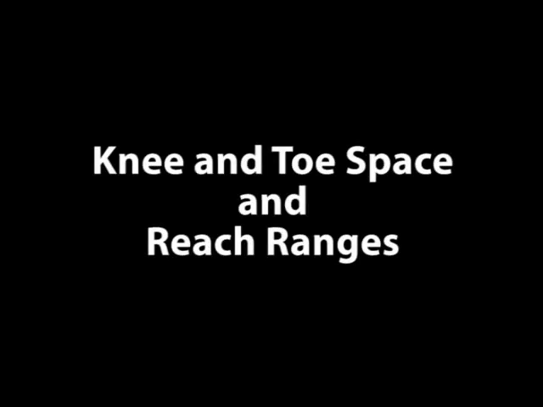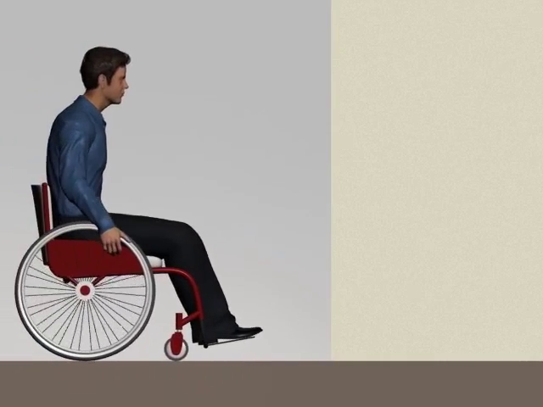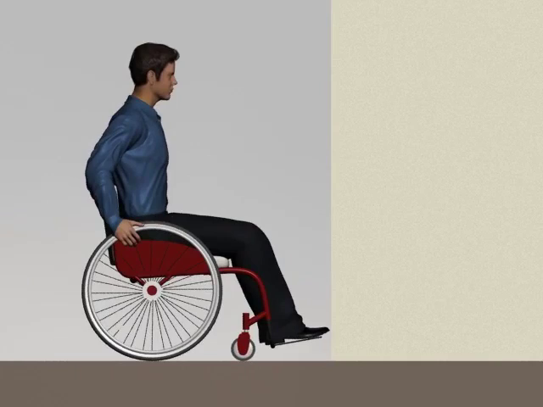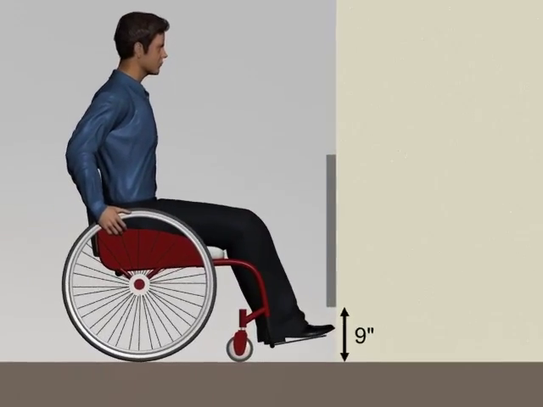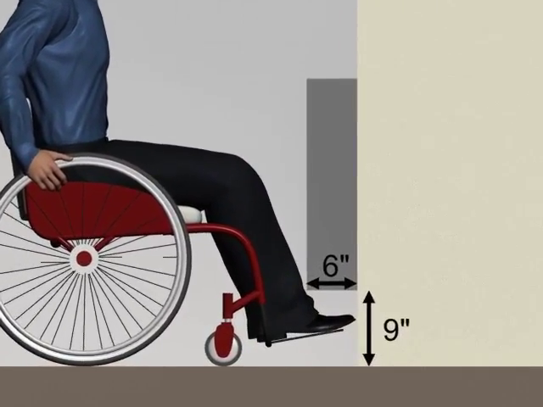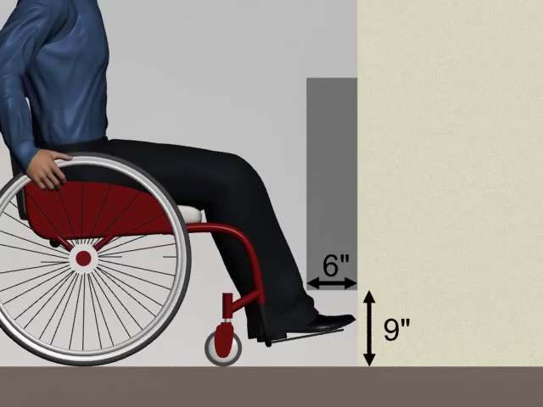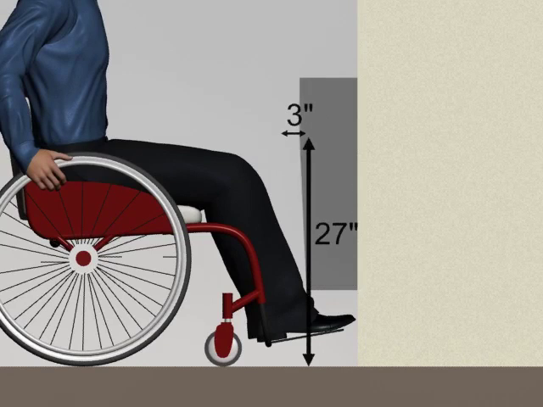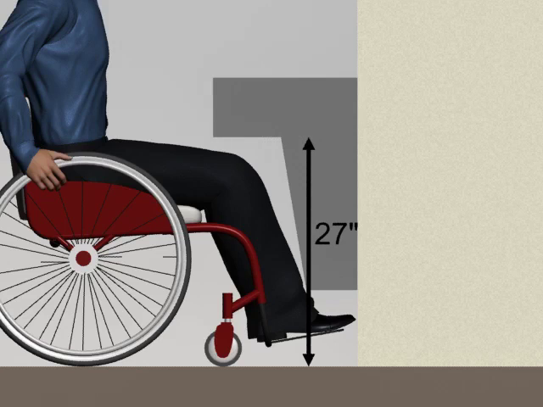Space for knees and toes allows people using wheelchairs to pull up sufficiently to elements such as drinking fountains, lavatories and sinks, and dining and work surfaces. Space for toes is 9 inches high and 6 inches deep. The clearance must increase to 27 inches over a span of 3 inches, or a rate of 6 to 1. The remainder of the space to the leading edge must provide a clearance of at least 27 inches for knees.